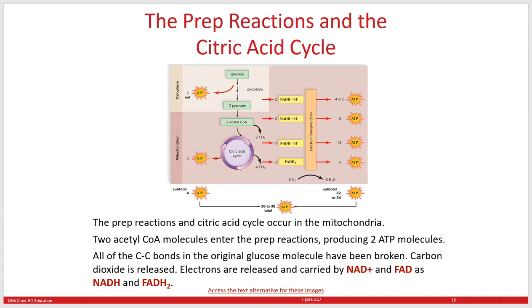But if you look, what else the citric acid cycle and prep reactions generate is some more NADHs, which are electron carriers. And then you have this thing, which is FADH. It's an electron carrier too. It's built a little different, but it's kind of like the difference in a yellow dump truck and a green dump truck. They both do the same thing. They just kind of look a little different.